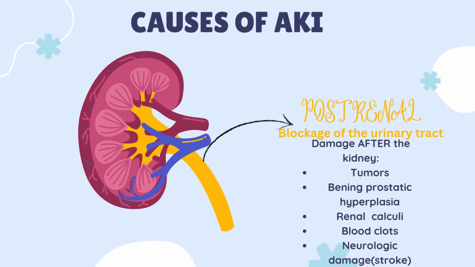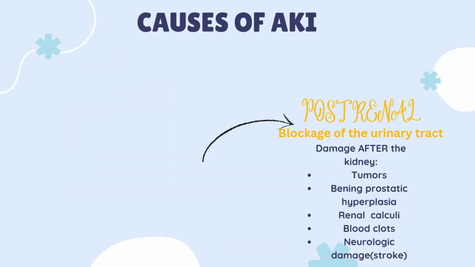In postrenal AKI, there is blockage of the urinary tract and the damage usually occurs after the kidney. In the case of our washing machine, the draining pipes have an issue, meaning they are blocked. What are the causes of postrenal AKI? We can have tumors, benign prostatic hyperplasia, renal calculi, blood clots, and neurological disorders such as stroke.